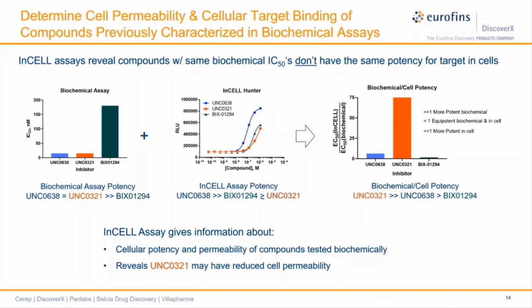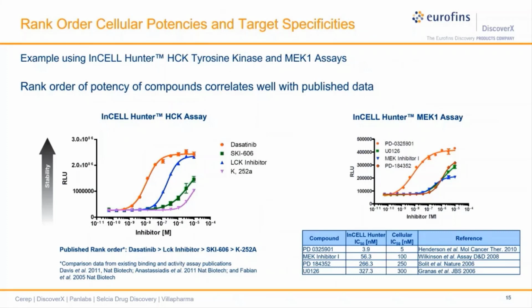Thus, InCELL target engagement assays give information about cell potency and permeability of compounds previously tested in biochemical assays. InCELL target engagement assays indicate compounds with similar biochemical IC50s do not have the same potency for the target in a cell-based target engagement assay. Specifically, the cellular target engagement assay has revealed that compound UNC0321 may have reduced cell permeability. Understand potencies and specificities of kinase inhibitors using InCELL target engagement assays.